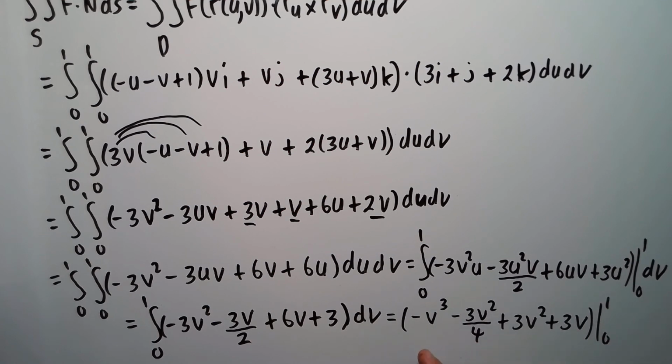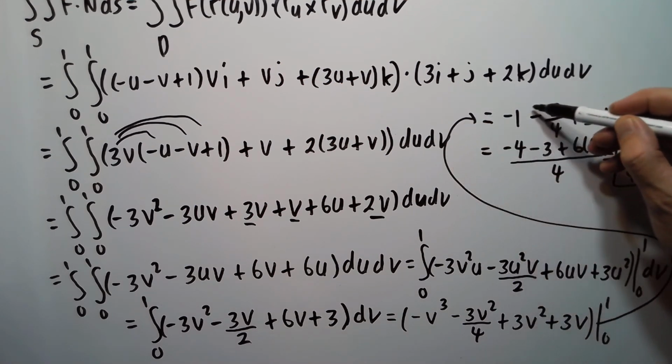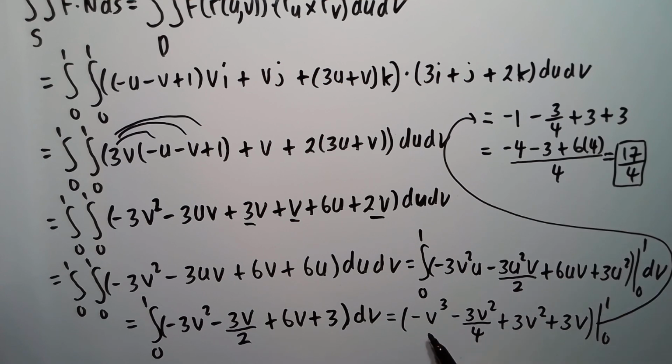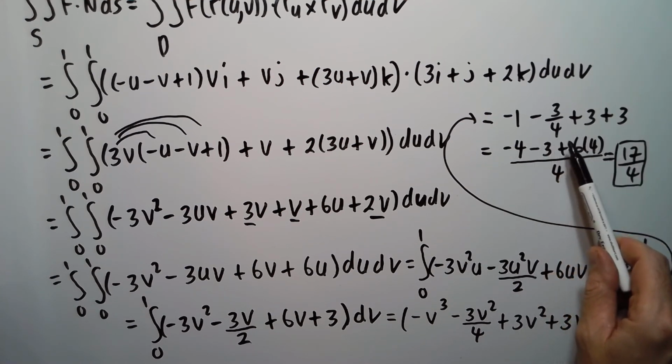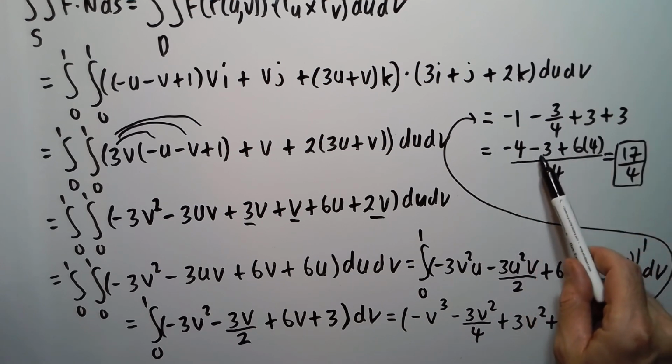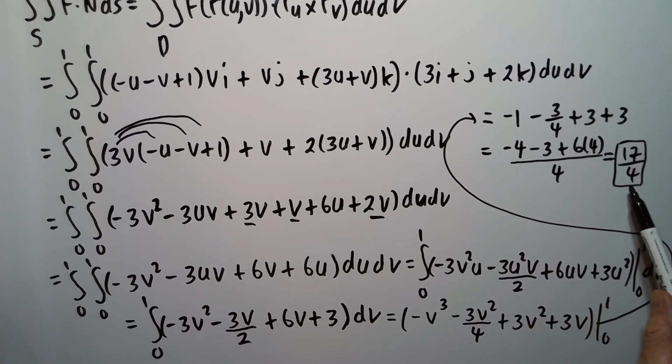So I'm going to put 1 in place of v and work it out. We'll bring it up here then. So right here, I put 1 in place of v cubed, so it just becomes negative 1. Put 1 in place of v here, it becomes negative 3/4. Put 1 in place of v here, it becomes 3. 1 in place of v here becomes 3. Then the common denominator would be 4. Change everything to fourths. This will become negative 4, negative 3. That'll be 6, so it'll be 6 times 4. Then adding that, we get 17 over 4 as our answer. Okay, so we're done.